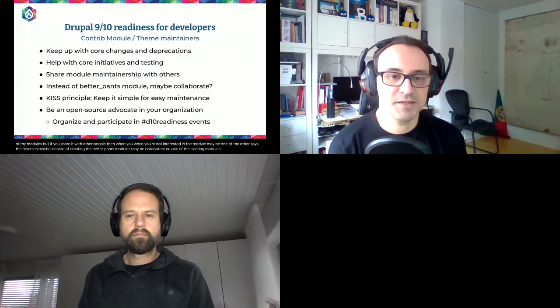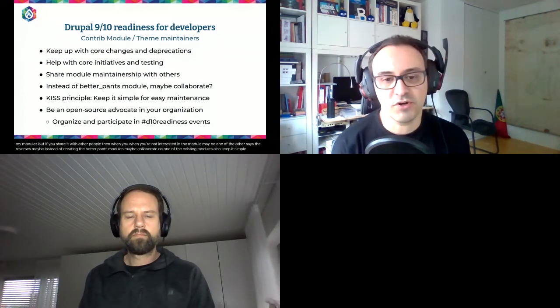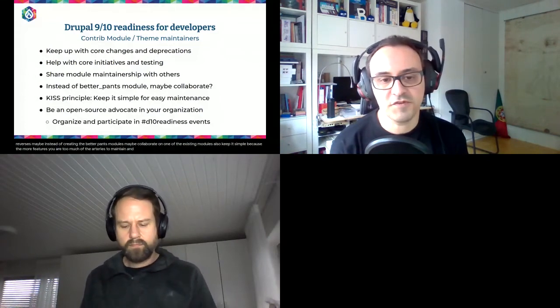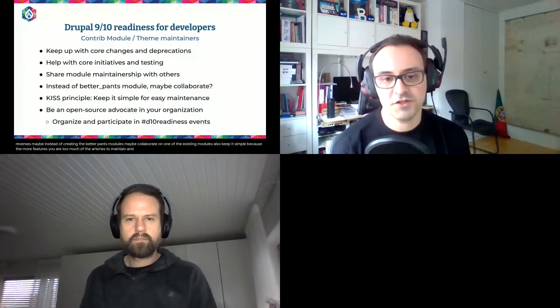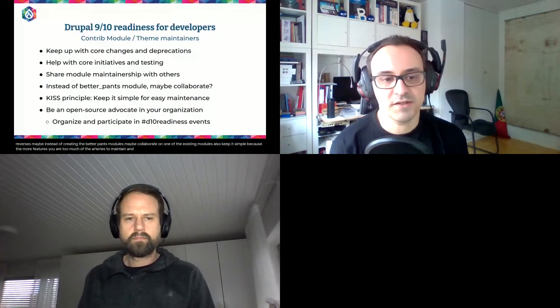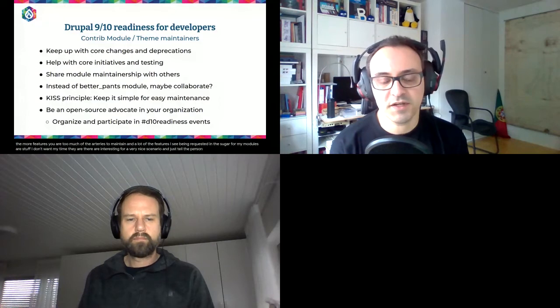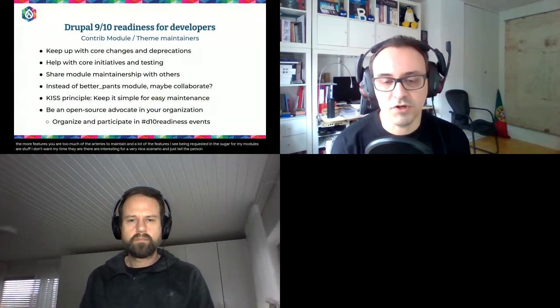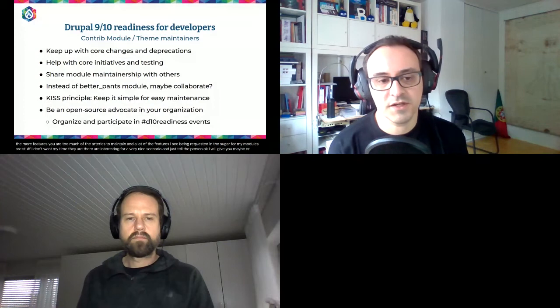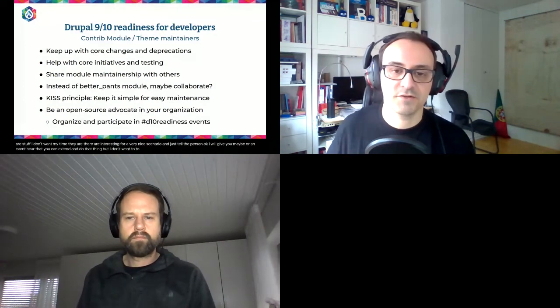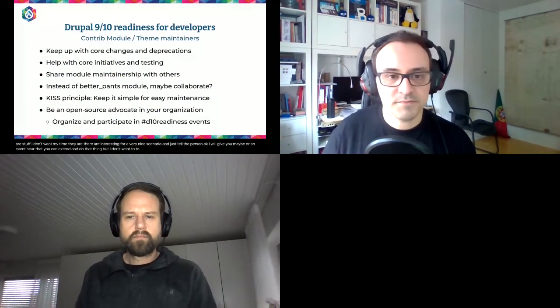Also, keep it simple, because the more features you add to a module, the harder it is to maintain. And a lot of the features I see being requested in the issue queue for my modules are stuff I don't want to maintain. They're interesting for a very niche scenario. And you just tell the person, okay, I will give you maybe a hook or an event here that you can extend and do that thing. But I don't want to be maintaining all that code that you want to contribute.